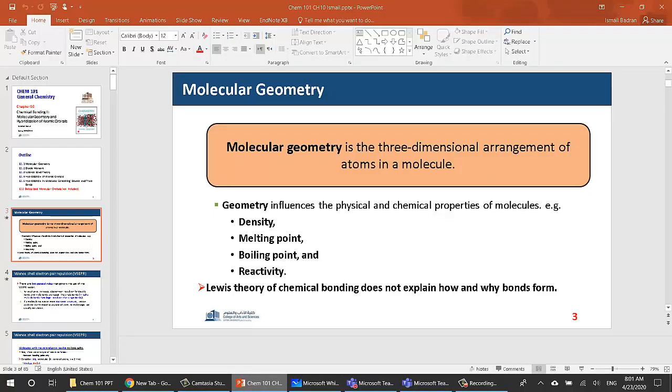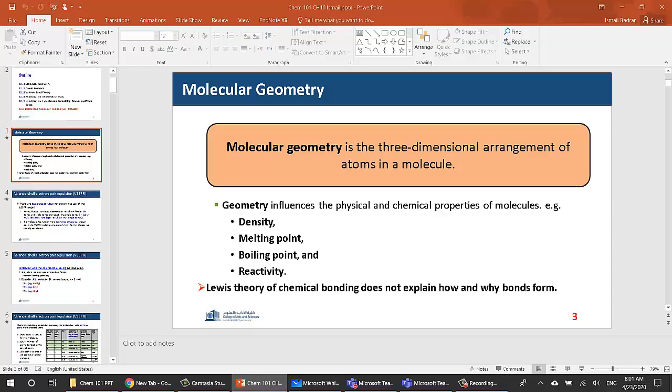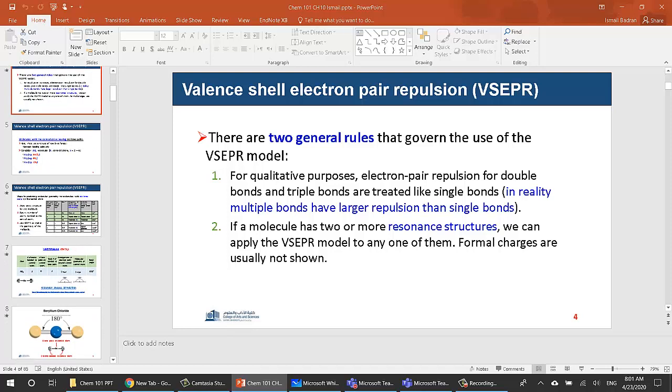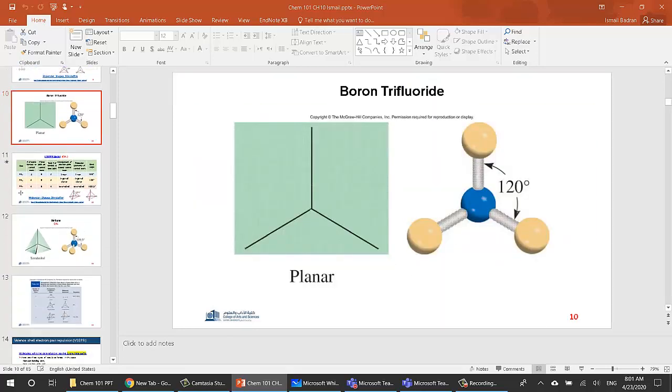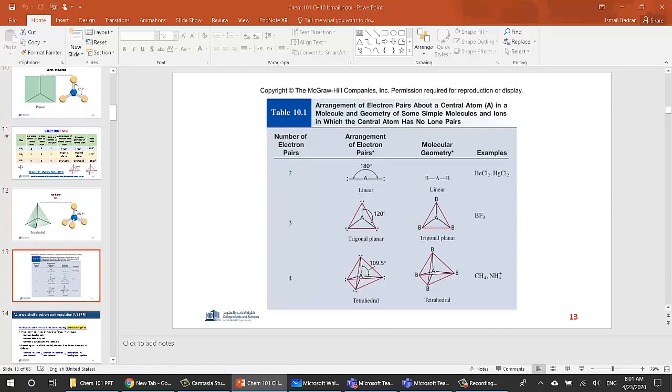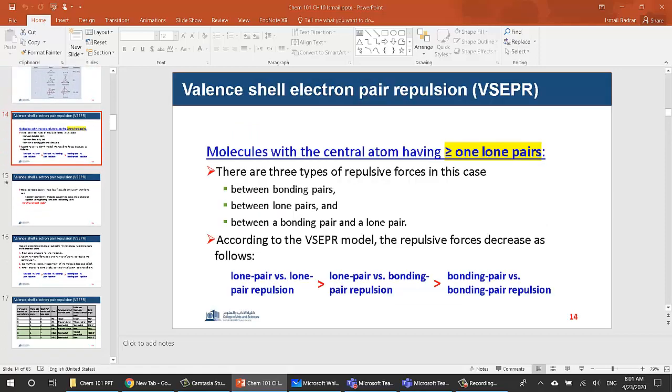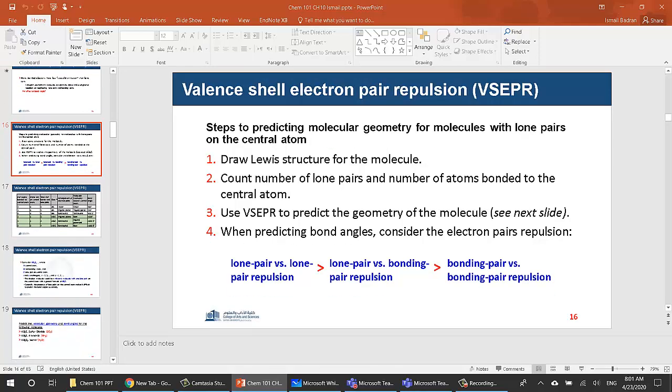Okay, so we are in chapter 10, the last chapter, and we will talk about VSEPR structures and how they look like: linear, tetrahedral, and trigonal planar. And we are going today to talk about hybridization, okay?